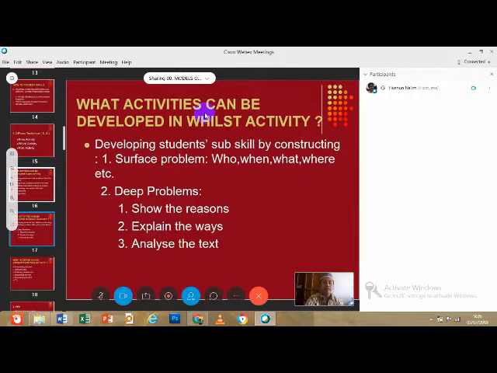And then what activities can be developed in while activity? Developing student sub-skills by constructing 1. Surface problems: who, when, what, where, etc. 2. Deep problems: 1. Show the reason. 2. Explain the ways. 3. Analyze the text.